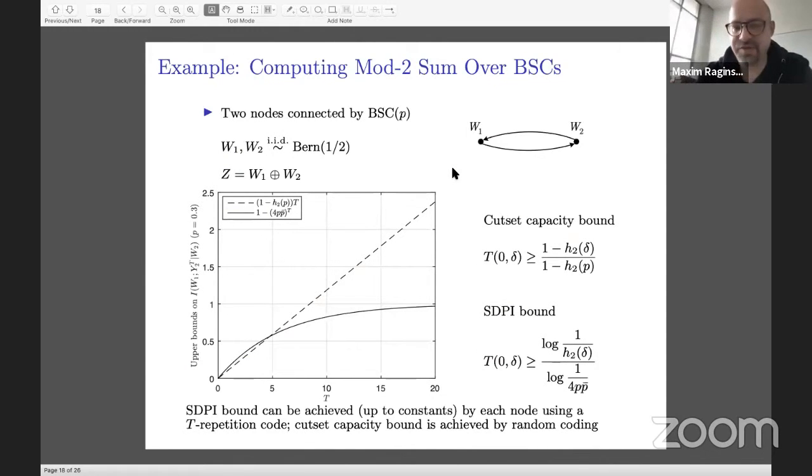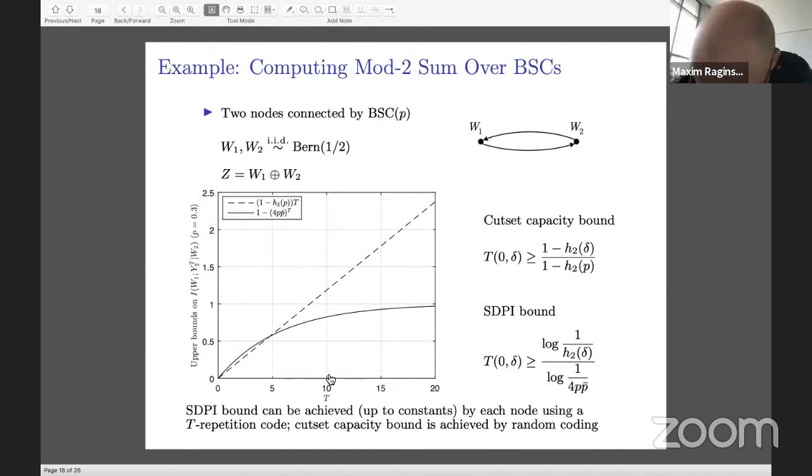A very simple example, because if you can't handle such a simple example, then it's not interesting. We have just two nodes. Each of them has an equiprobable, independent bit, and the two nodes want to compute their XOR, the mod 2 sum. We can come up with two bounds on the computation time, one based on cutset capacity, and that's this one, and the other one based on SDPI.